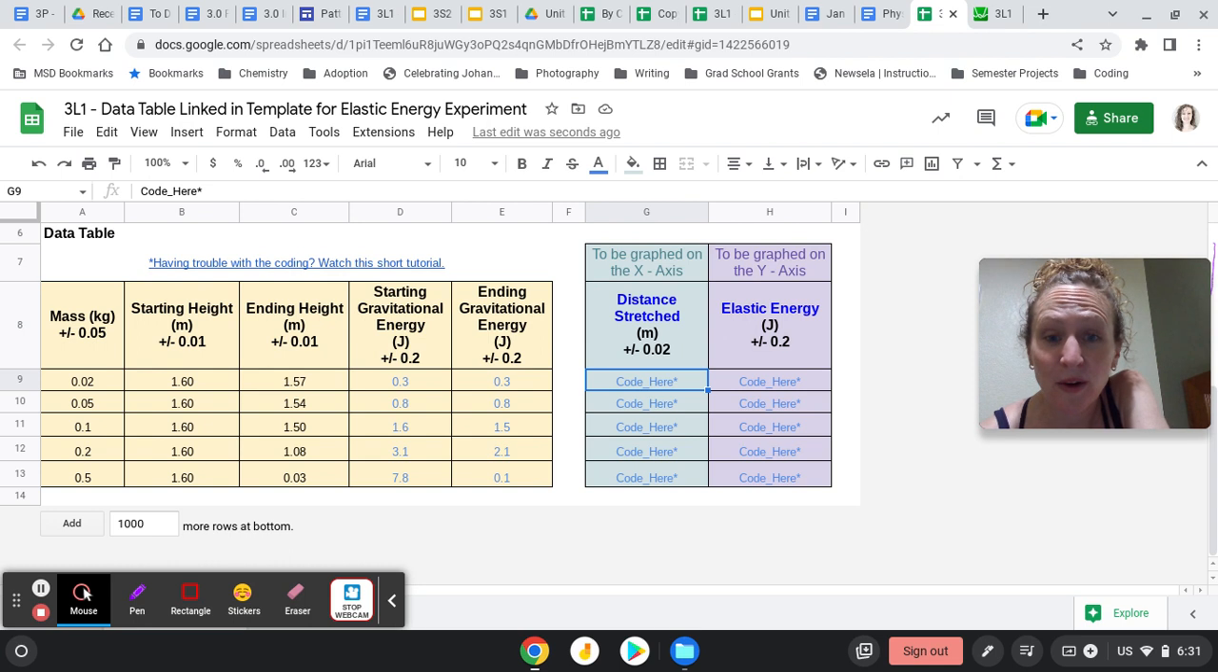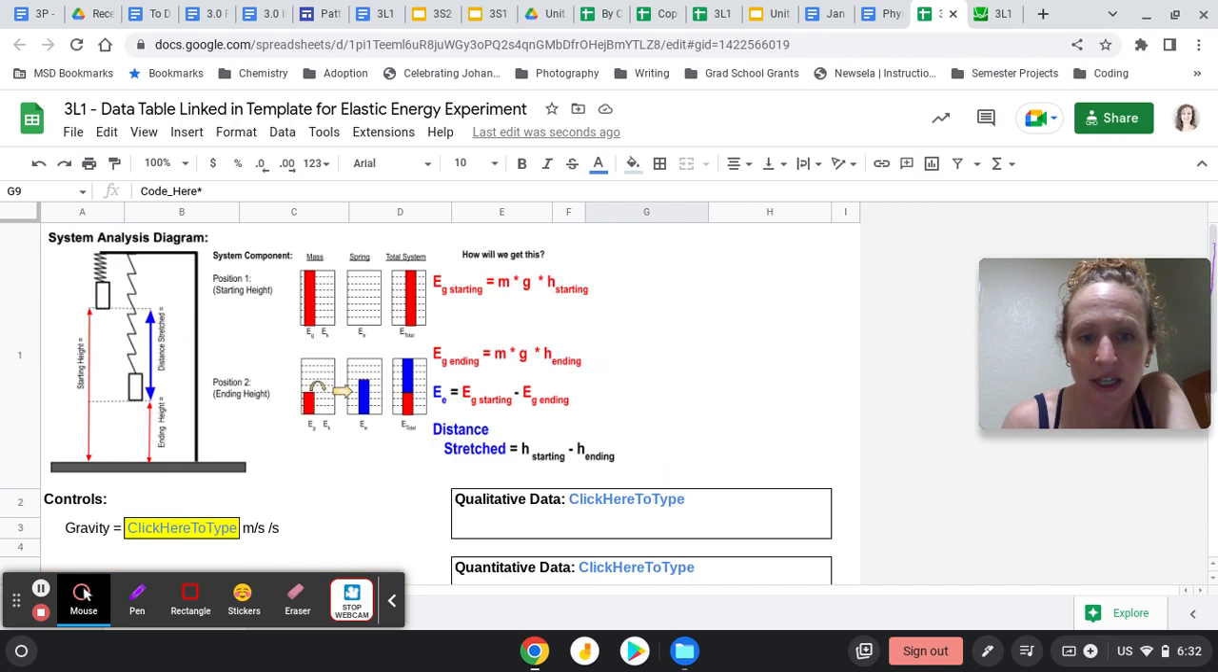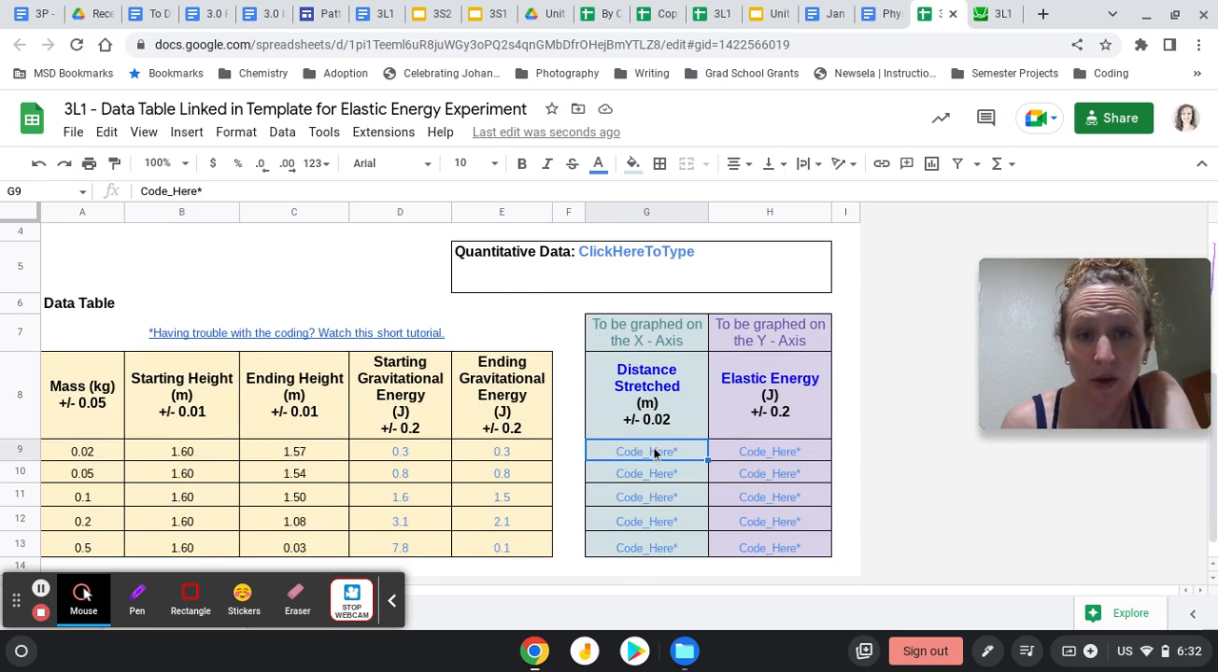Okay, so remember what we really want to graph is distance stretched. We don't have distance stretched on here. We have a starting height and an ending height. So we need a code for distance stretched. Now you'll see that the equation is up above here. Distance stretched in blue, starting height minus ending height. So that's what I'm going to code here.